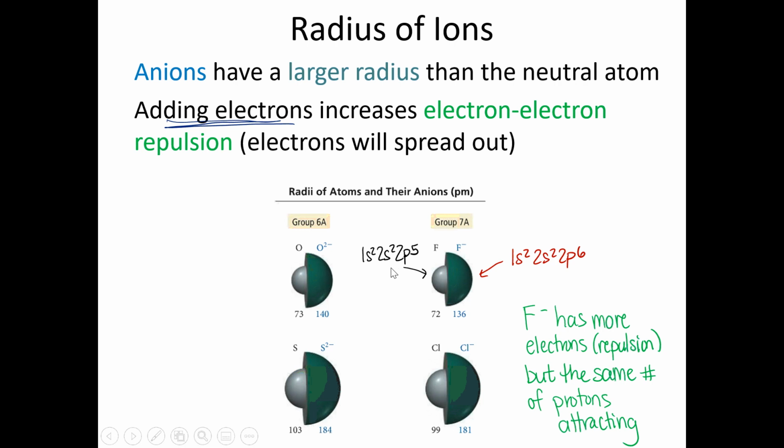So if you compare fluorine versus the fluorine anion, your fluorine anion has more electrons, right? So it's got more repulsion. It's got 6 electrons in that 2p subshell, but they both have the same number of protons attracting them. They're both fluorine, so they both have 9 protons in their nucleus. So we'll see the fluoride ion, the -1, ends up being larger because its electrons are going to spread out because we've got more repulsion there in the 2p.